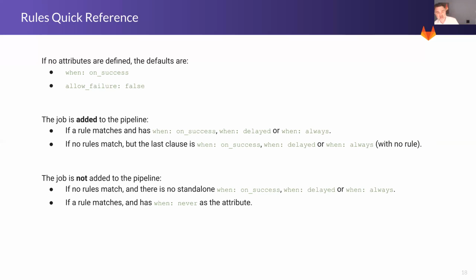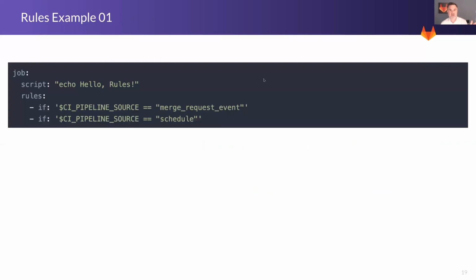Okay, a job is not added to the pipeline if no rules match and there's no when on success, when delayed, or when always at the end, right? Or if a rule matches and has when never as the attribute. So when never is your way of saying, no, don't run the job in that particular case. All right, boy, that's a lot. Let's look at some examples here.